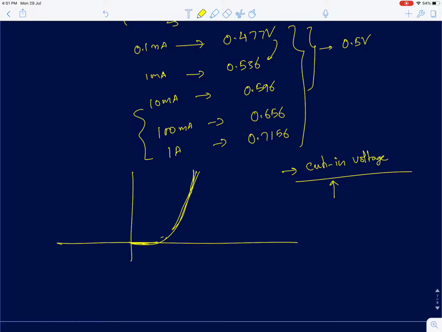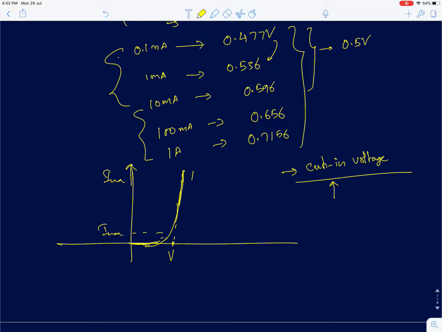So normally how do you find cut-in voltages? First you see the range of operation of your diode, and then plot an IV characteristic within that range, from I max to I min, and then extrapolate this line because it's exponentially increasing. In fact, the graph would simply look like this. You can just extrapolate this line and see where it cuts the x-axis, and we'll call it V gamma, and that will be your cut-in voltage.